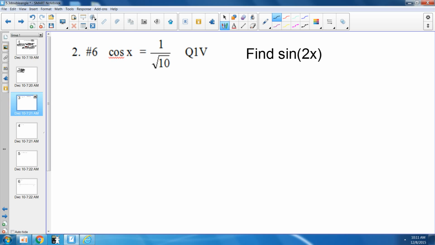So the sine of 2x, what you're going to do is just start with the sine of 2x, expand it, substitute in, and then simplify. So expanding it becomes 2 sine x cosine x from the double angle formula we just got. I now see that I have a cosine x that I can put in, but I don't have a sine x. So I have to determine what that sine x is. How do I do that?